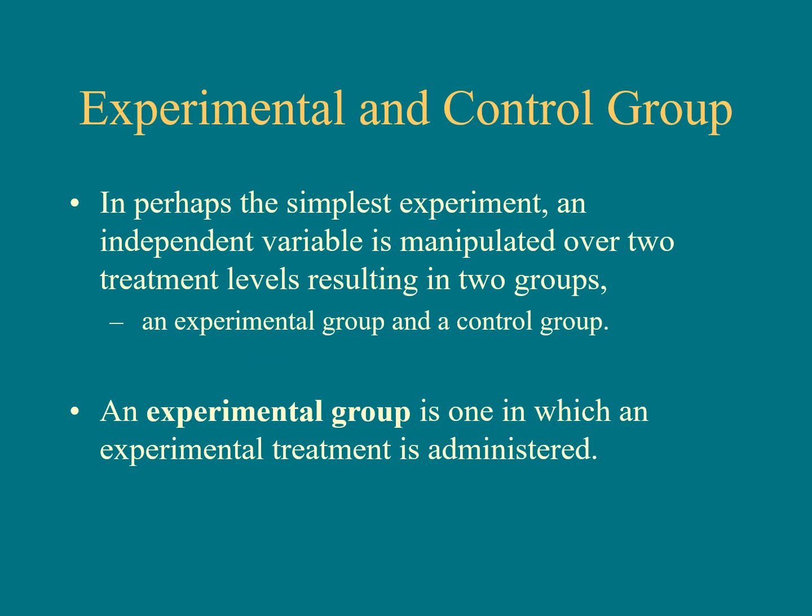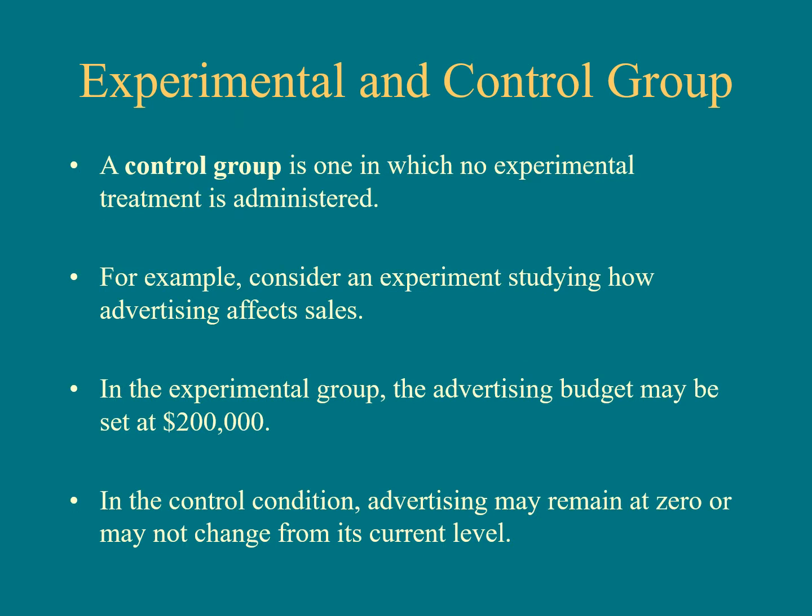Experimental and control group. In perhaps the simplest experiment, an independent variable is manipulated over two treatment levels, resulting in two groups, an experimental group and a control group. An experimental group is one in which an experimental treatment is administered, while a control group is one in which no experimental treatment is administered.